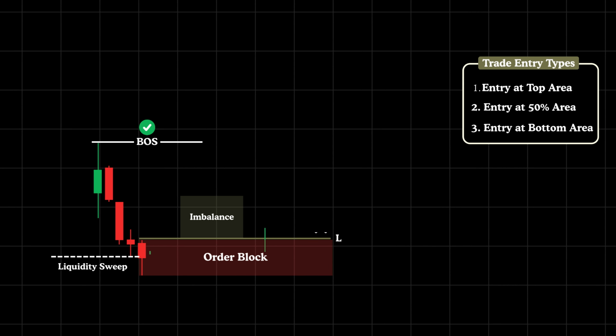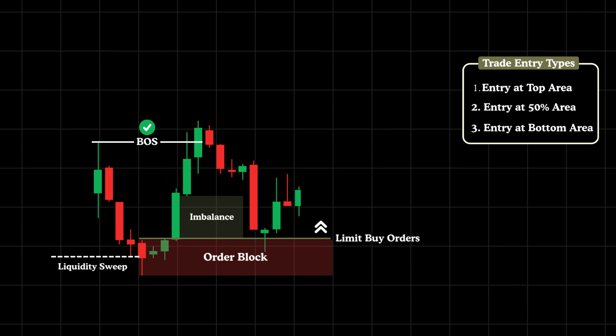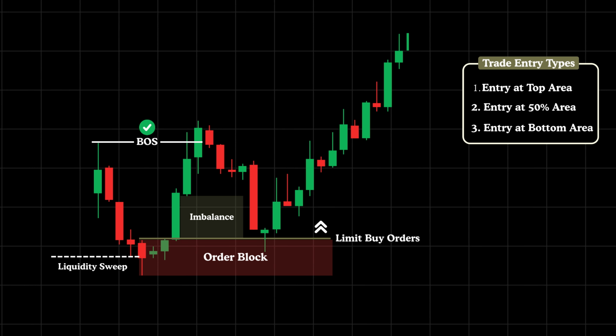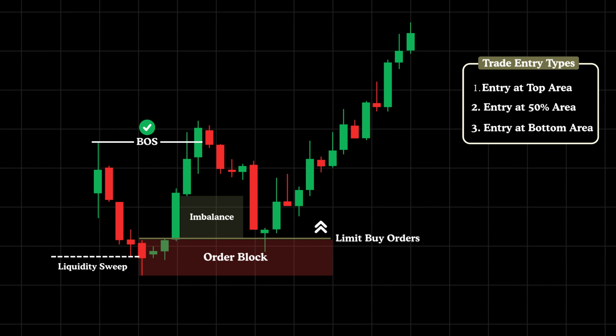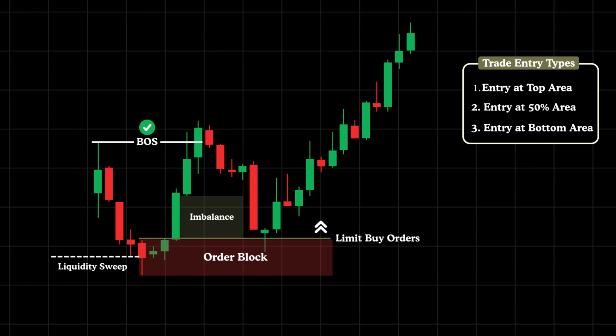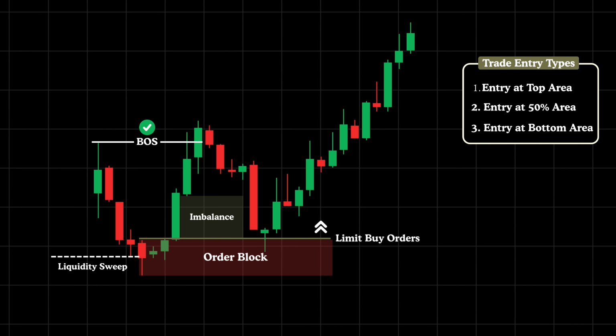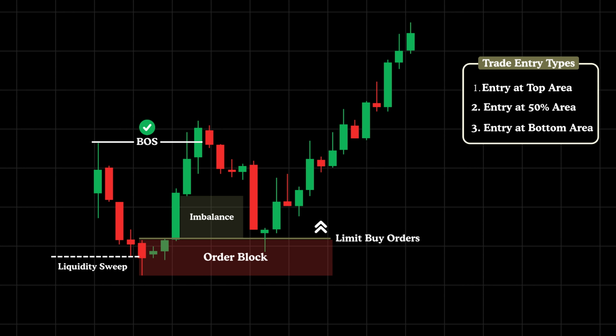Now, we have placed our limit buy order at the top of this order block area. After some time, the price touches this area with a long lower wick and again moves up, following its previous trend. Since the market structure here was bullish, we made a trade entry on the bullish side. If the price action were bearish, we would plan the trade entry on the bearish side.